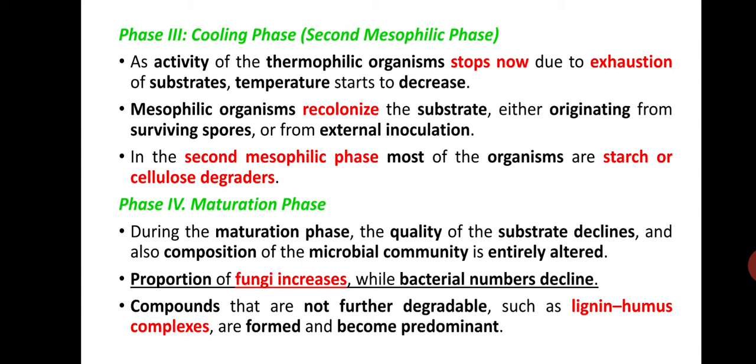Now where are these coming from? Maybe they had certain spores in which they survived, and from external inoculation also, right. So in this phase, the main degraders are starch or cellulose degraders. Now the last phase is the maturation phase. What happens is that here the quality of the substrate declines, and the composition is entirely altered, right. Fungi increase over here, while the bacterial number declines. Compounds which are not further degradable, such as the lignin humus complex, are formed and become predominant.